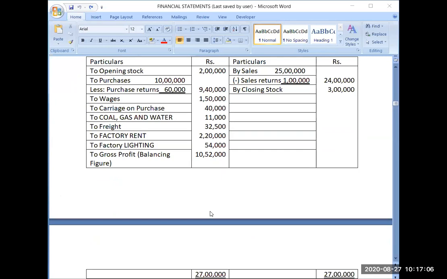In the trading account, we have calculated the gross profit on the debit side. Is it a debit balance or a credit balance?